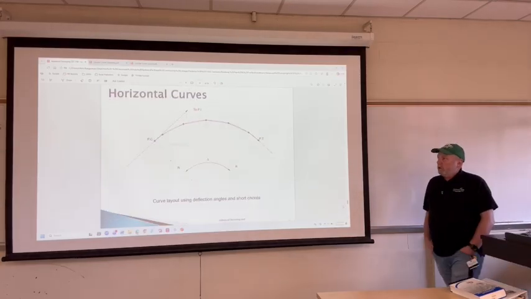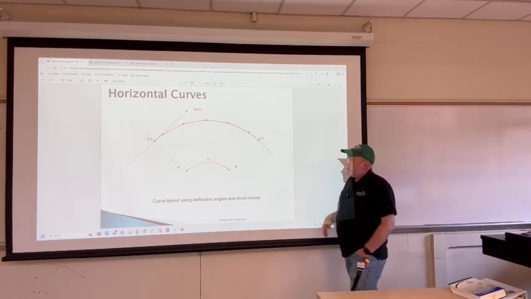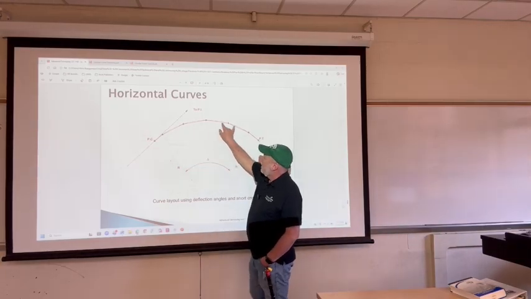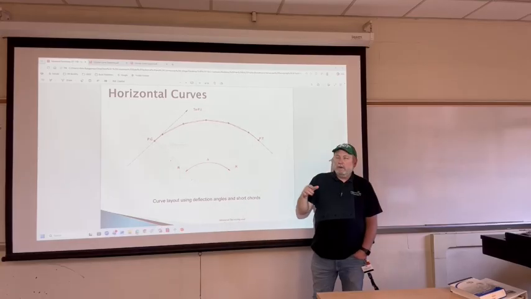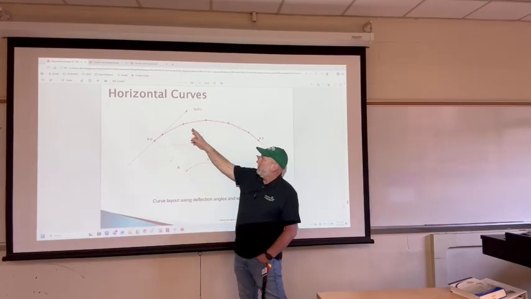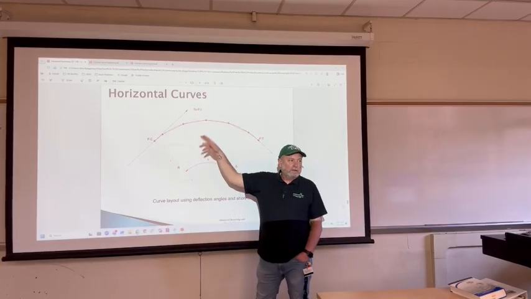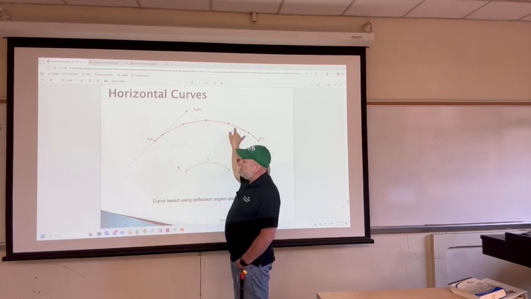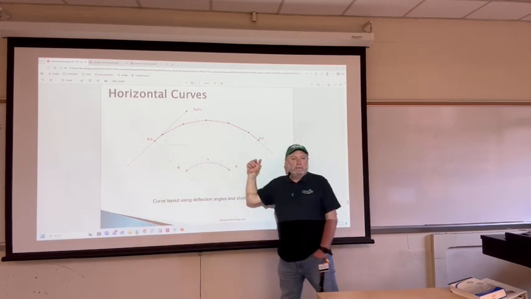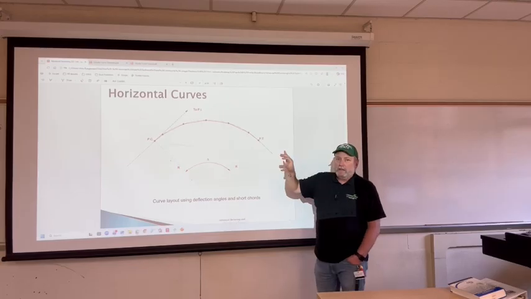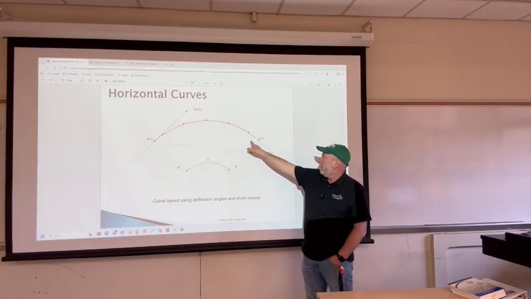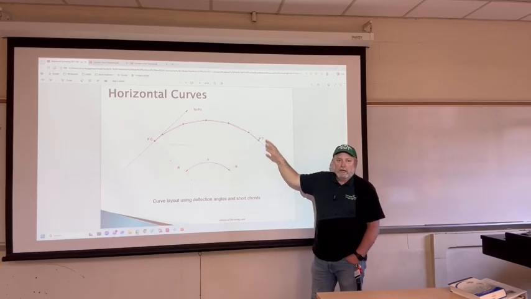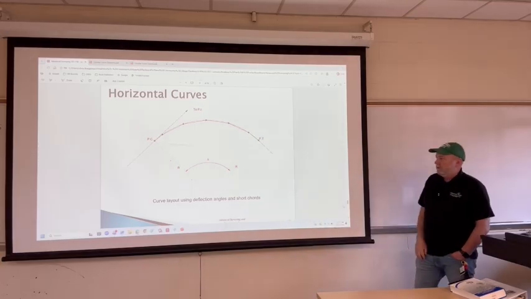When you talk about short chords, that is essentially just the distance between the points themselves. So if you're setting out points at every 25-foot station or 50-foot station, these short chords between these even stations are going to be the same. Once you calculate one, you have the rest, until you get close to your PCs and PTs, where you get something a little different. You'd need to calculate those individually.